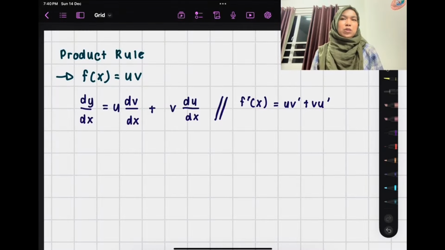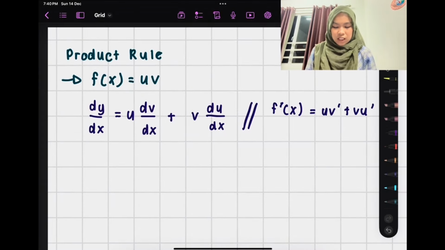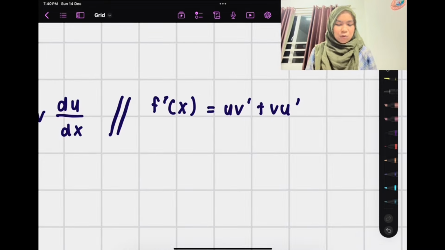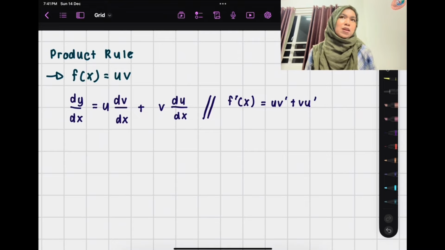Okay, so one of the techniques of differentiation is the product rule. Here you can see the function is u multiplied by v. So here we have two formulas, which is dy over dx equals u dv over dx plus v du over dx, or we have f prime equals u v prime plus v u prime. But most students will choose this formula because it's easier to understand. So here I will give one example to make you guys understand more.